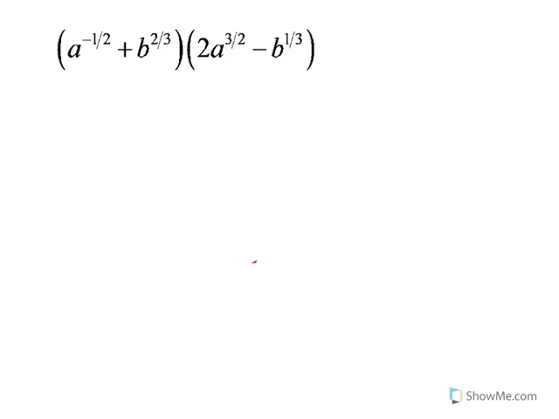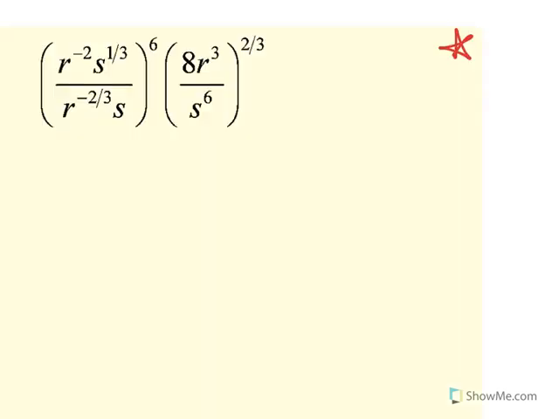Here's the next one. This isn't just like your foiling and distribution. It's a to the negative 1/2 plus b to the 2/3 all times 2a to the 3 halves minus b to the 1/3. I would like you to work on this one and then unpause the video when you're ready to see how you did. Okay, that is my mistake. We already did that one, so we're on to our last question.